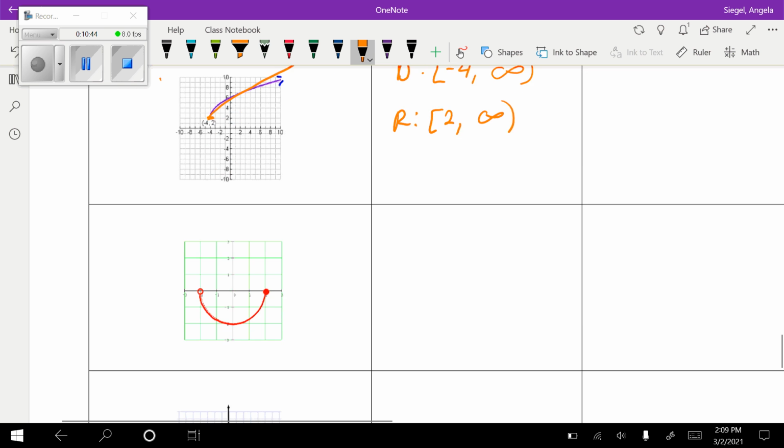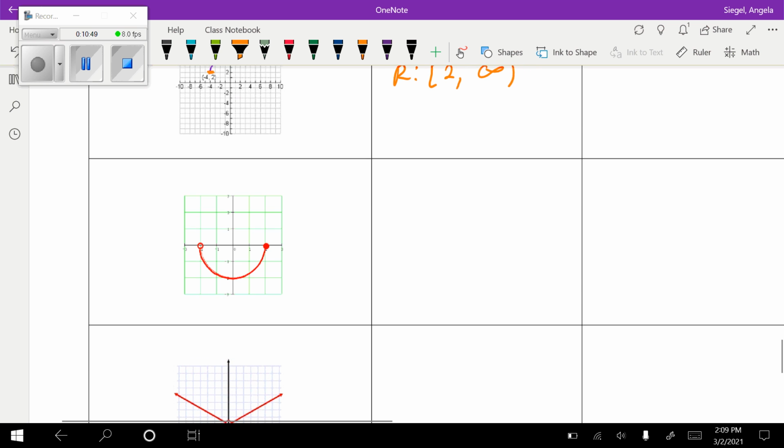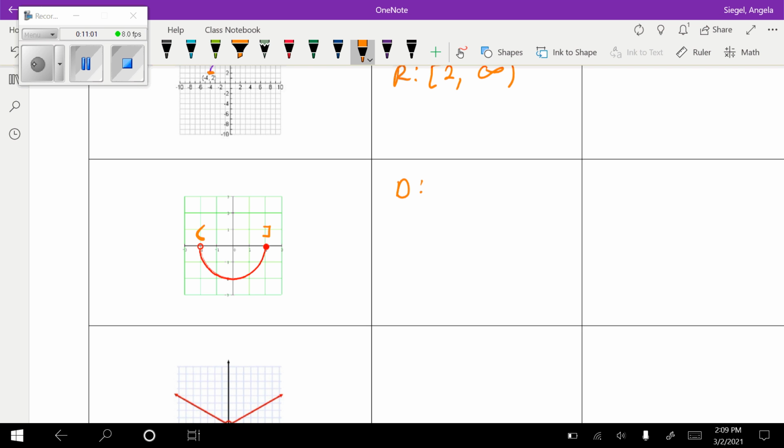Okay, so let's erase this. Let's do this one. This one's an interesting guy. This open circle means that it goes right up to it, but it doesn't actually touch it. So when I see an open circle, I think parentheses. When I see a closed circle, I think bracket. So let's look at this. That looks like a -2 and a +2.